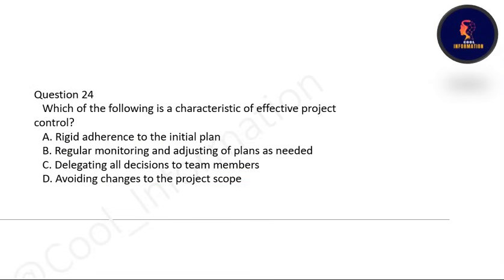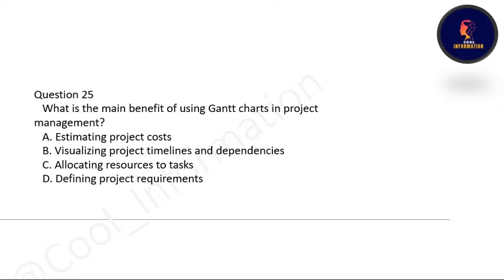Next one, which of the following is a characteristics of effective project control? So is it rigid adherence to the initial plan, or regular monitoring and adjusting a plan as needed? Option B is the correct. The characteristics of effective project control is a regular monitoring and adjusting of plans as needed. Option B is correct.